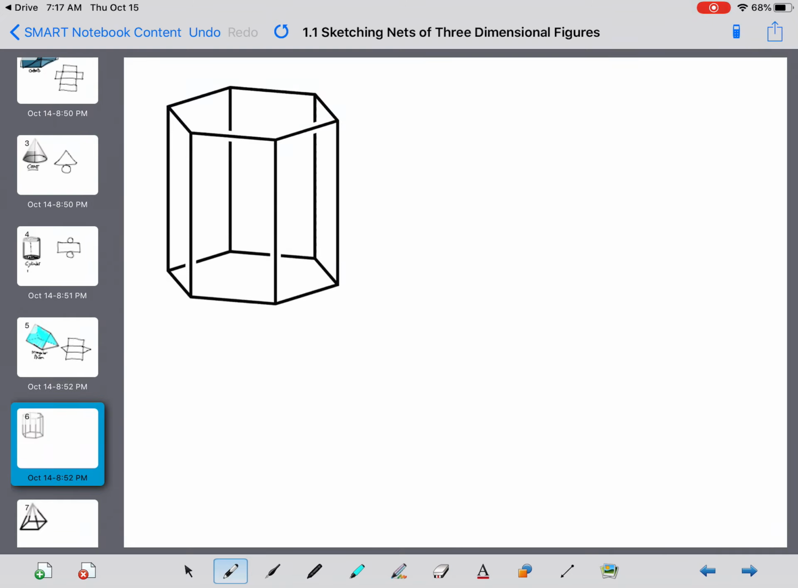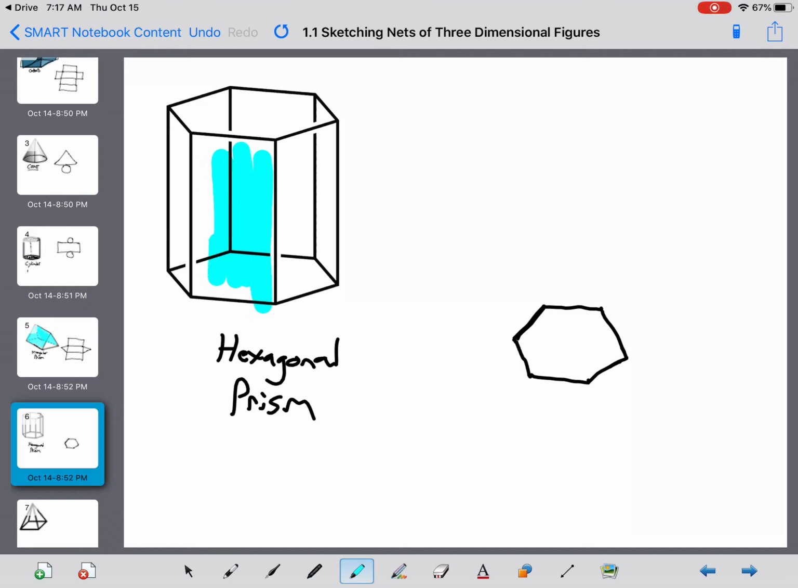Next one. It's a tough one to name if you count the sides of the base. It's a six-sided figure. That's a hexagon. So this is called a hexagonal prism. And like we said, we know the base is a six-sided figure. So do the best you can with that six-sided figure. But if you take a look, all of the sides are rectangles. So on each of the sides, just add a rectangle.